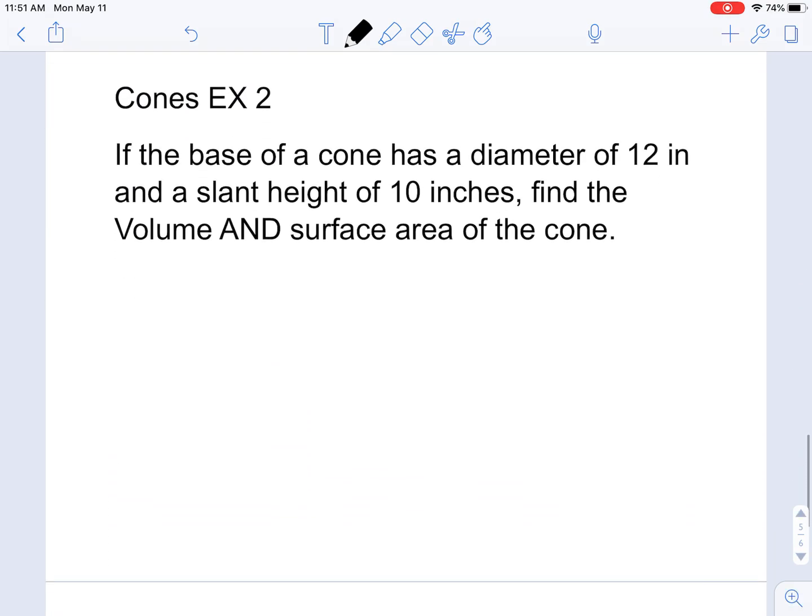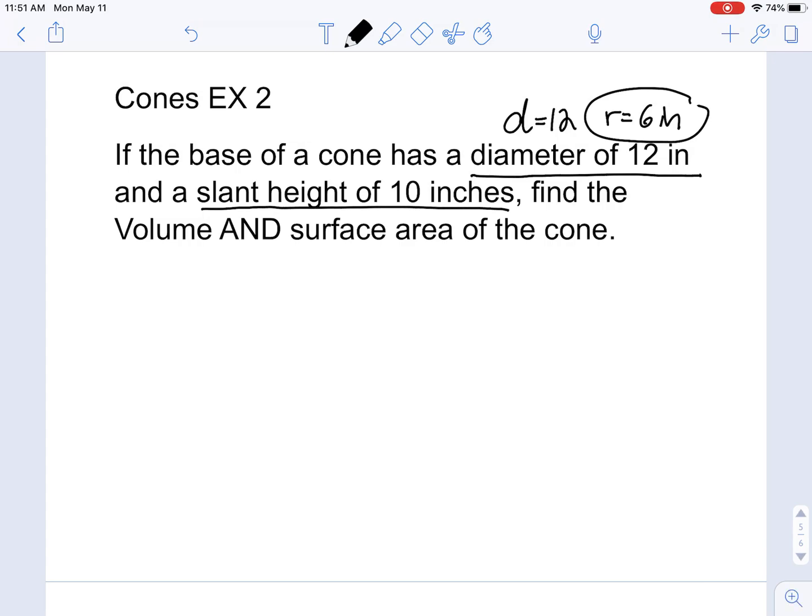Okay, fairly basic. You've got the information that you need. But what if you don't have the information you need? So in our second example, the base of the cone has a diameter of 12 inches. So again, remember, if the diameter is 12, then we know the radius is 6 inches, and we have to be using our radius. We then know that the slant height is 10 inches. I want you to find volume and surface area.